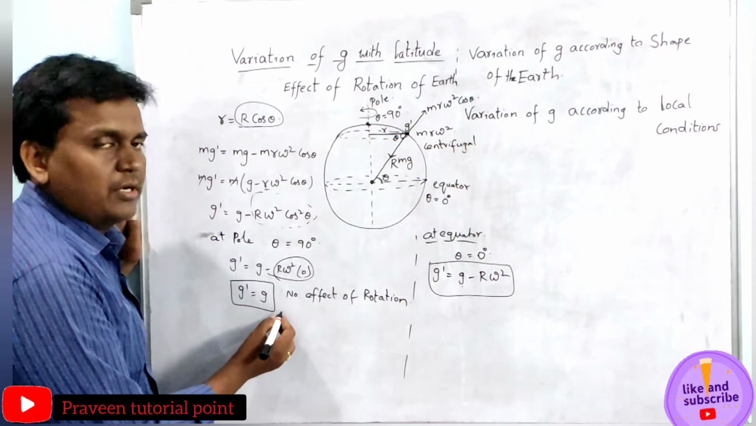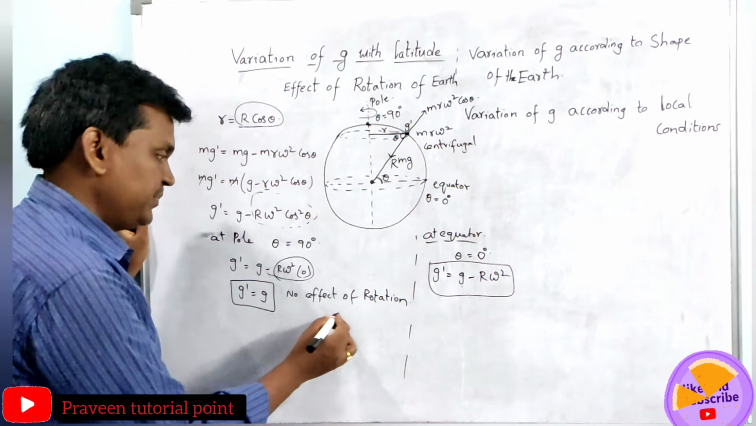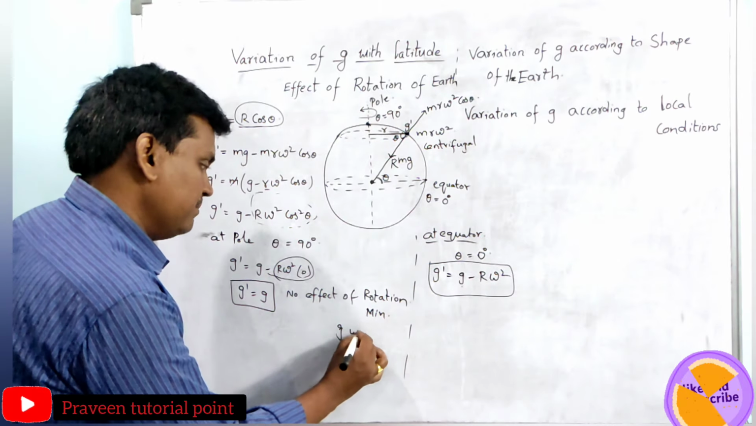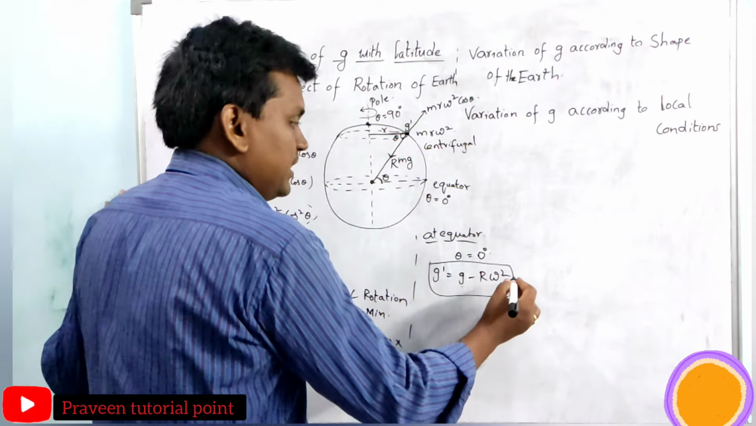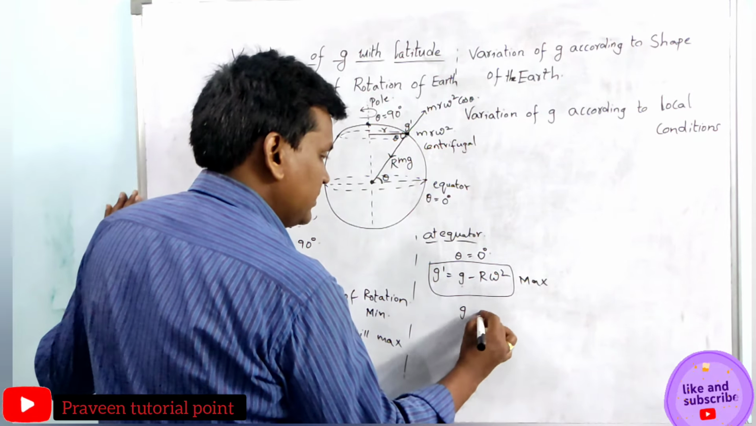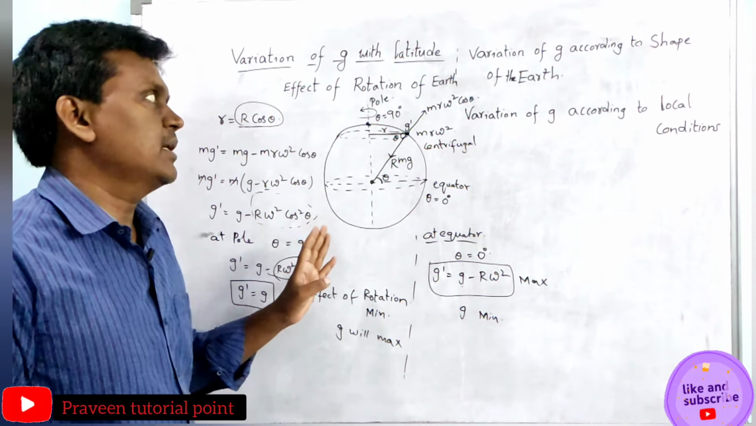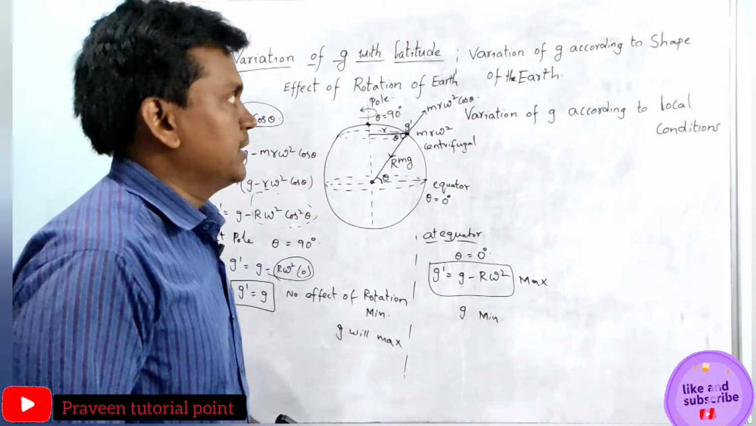Here at the pole, the effect of rotation is minimum and g is maximum. And here at the equator, the effect of rotation is maximum and g is minimum. So that is the difference between equator and pole due to the rotation of the earth.